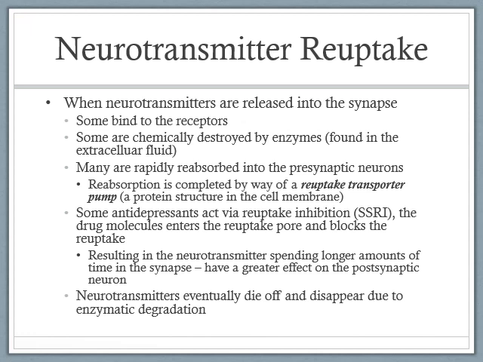So neurotransmitter reuptake, and this is important for you guys to know, especially when moving into antidepressants, for example. When neurotransmitters are released into the synapse, some bind to the receptors, some are chemically destroyed by enzymes found in the extracellular fluid. Many are rapidly reabsorbed into the presynaptic neurons. The reabsorption is completed by way of a reuptake transporter pump, which is a protein structure within the cell membrane, and it pumps the neurotransmitter back up into the presynaptic neuron.